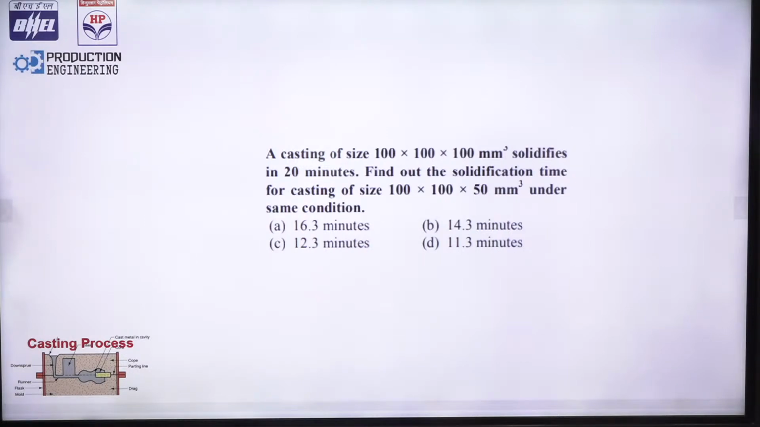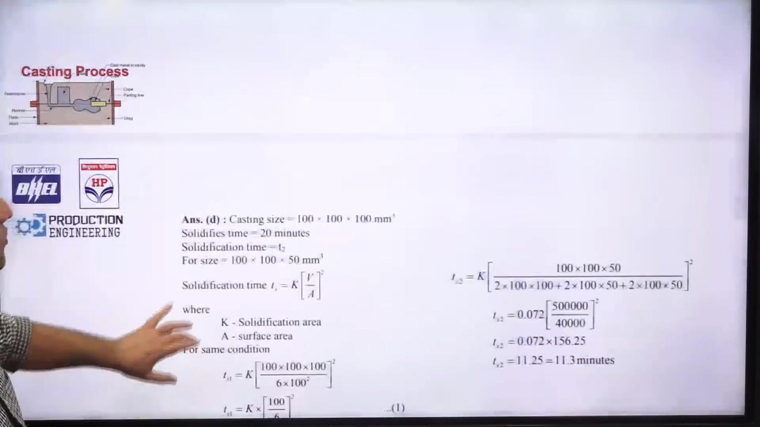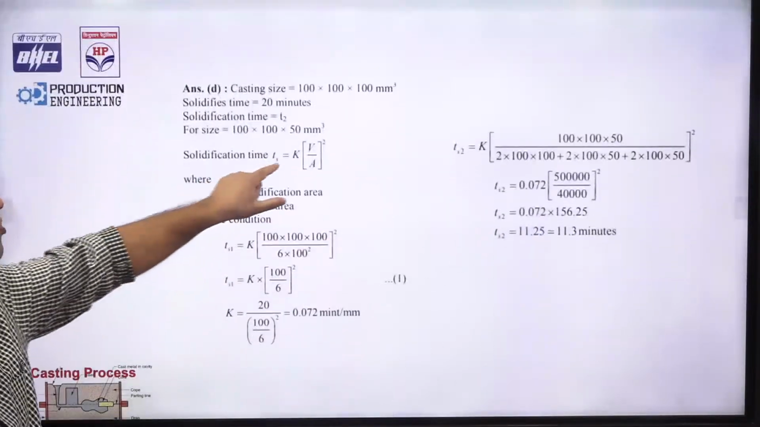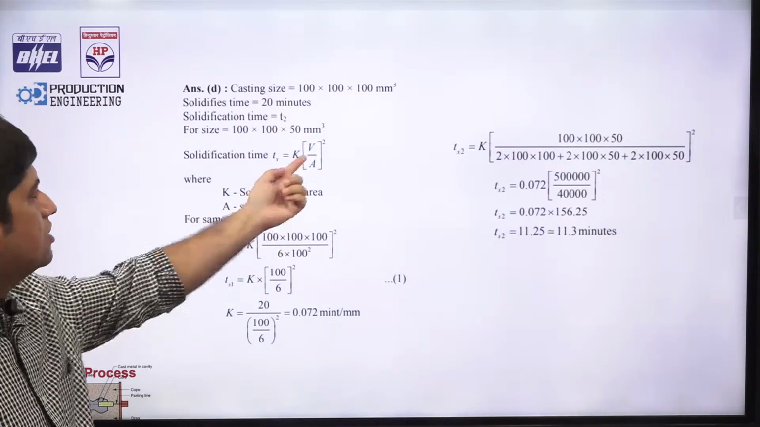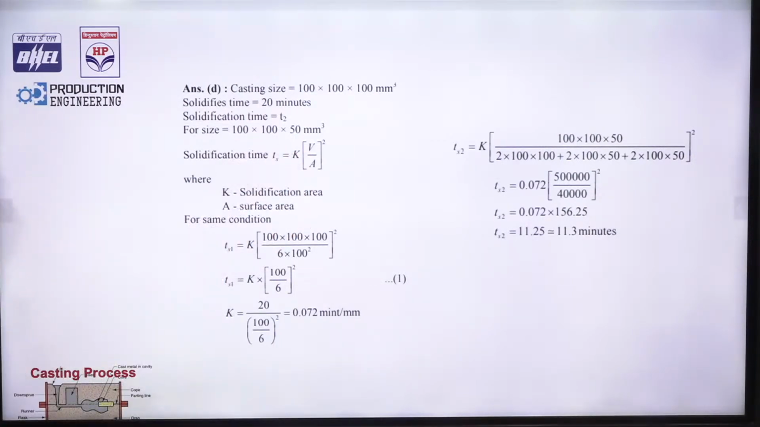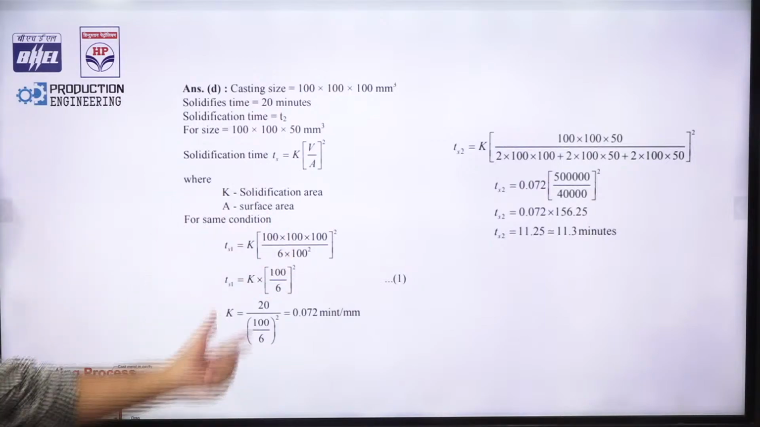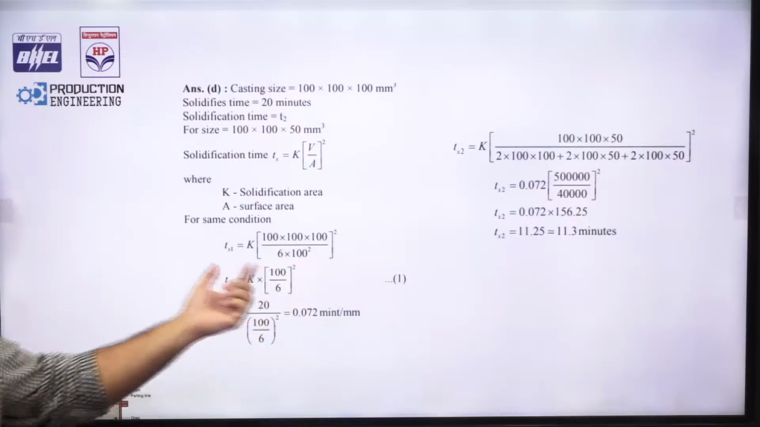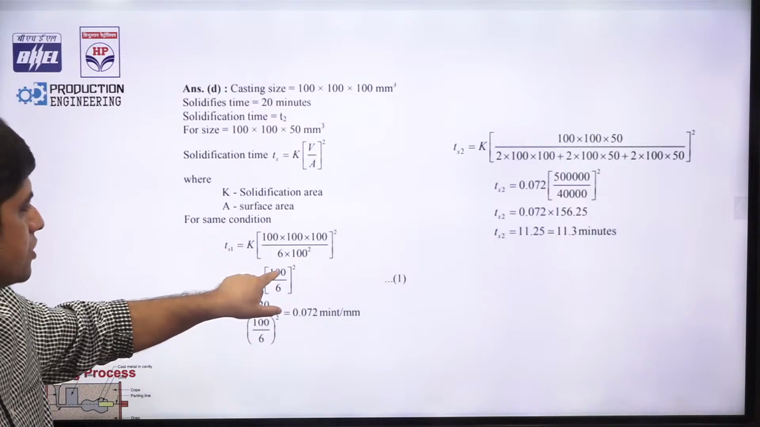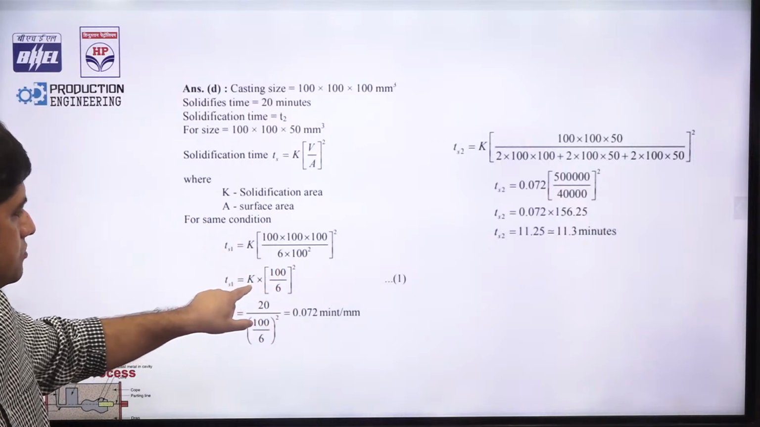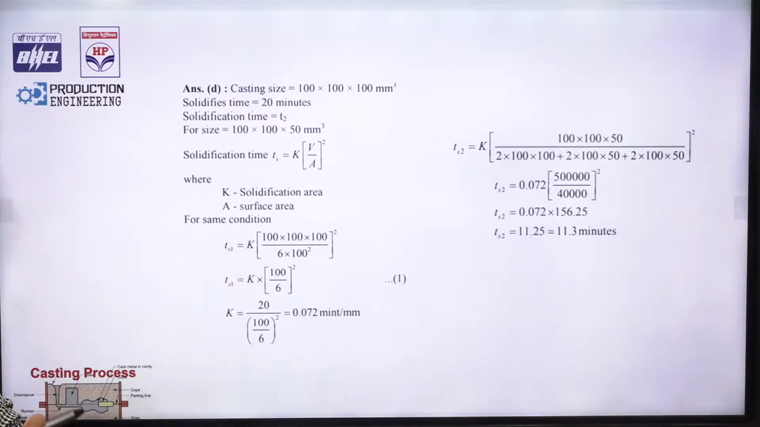So 100 into 100 into 100 solidifies in 20 minutes. It is very simple, you just have to use one formula, the solidification time formula. K is the solidification constant, this is the volume, this is the area. In the first case, we need volume per unit area. The cube has 6 faces, so the surface area is 6 into a square, and the volume is a cube. Solidification time, volume and area are given, so from there the solidification constant can be calculated.